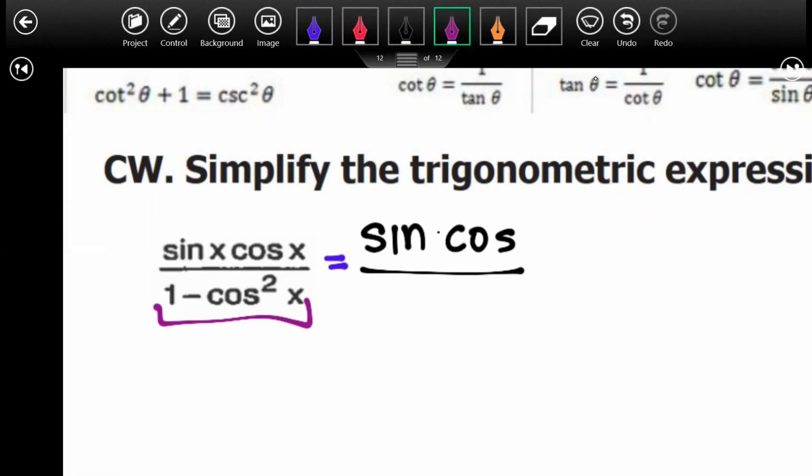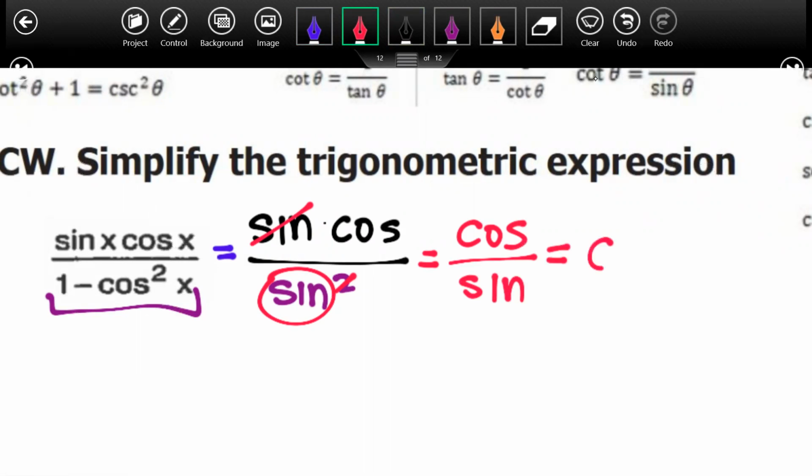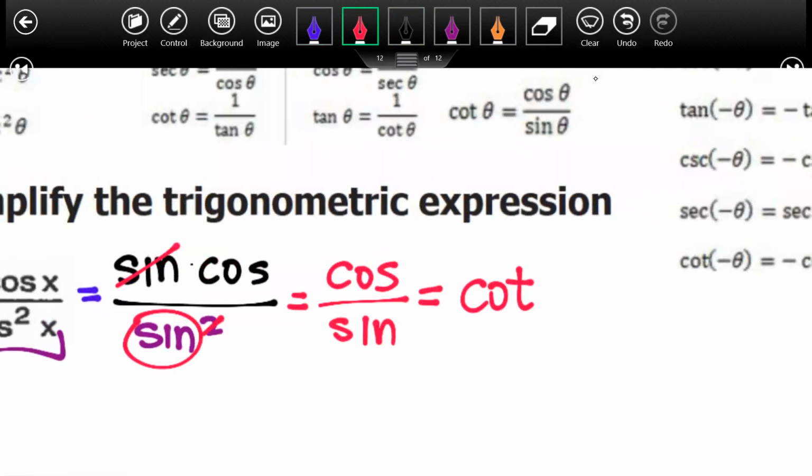Sine squared. This is sine squared from using the identities. Then what happens to our terms here? Cancels out one of the sines here, so I'm left with cosine over sine, which is what? Cotangent. There you go. Cotangent of x.